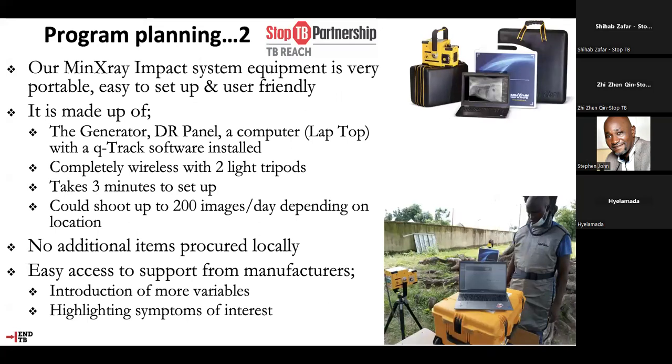So, the program planning. Our Mean X-ray Impact system equipment is very portable, easy to set up, and user-friendly. It is made up of a few components. First is the generator, next is the DR panel, and then a laptop connected to it, which has the qTrack software. It is completely wireless with two light tripods, very easy to carry. It takes about 3 minutes to set up. In a day, assuming you have the whole working hours, you could shoot up to 200 images, depending on the location. For us, we travel an average of 2 hours to access the nomadic community, which shortens the time we have for screening. So lately we have an average of about 100.